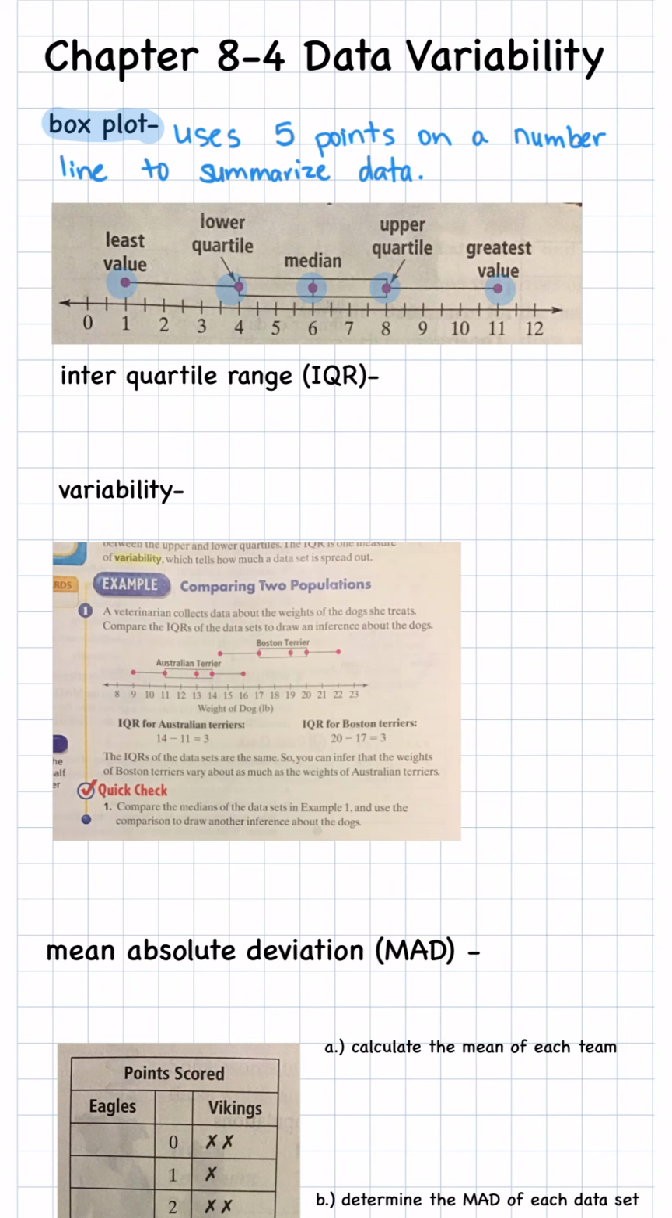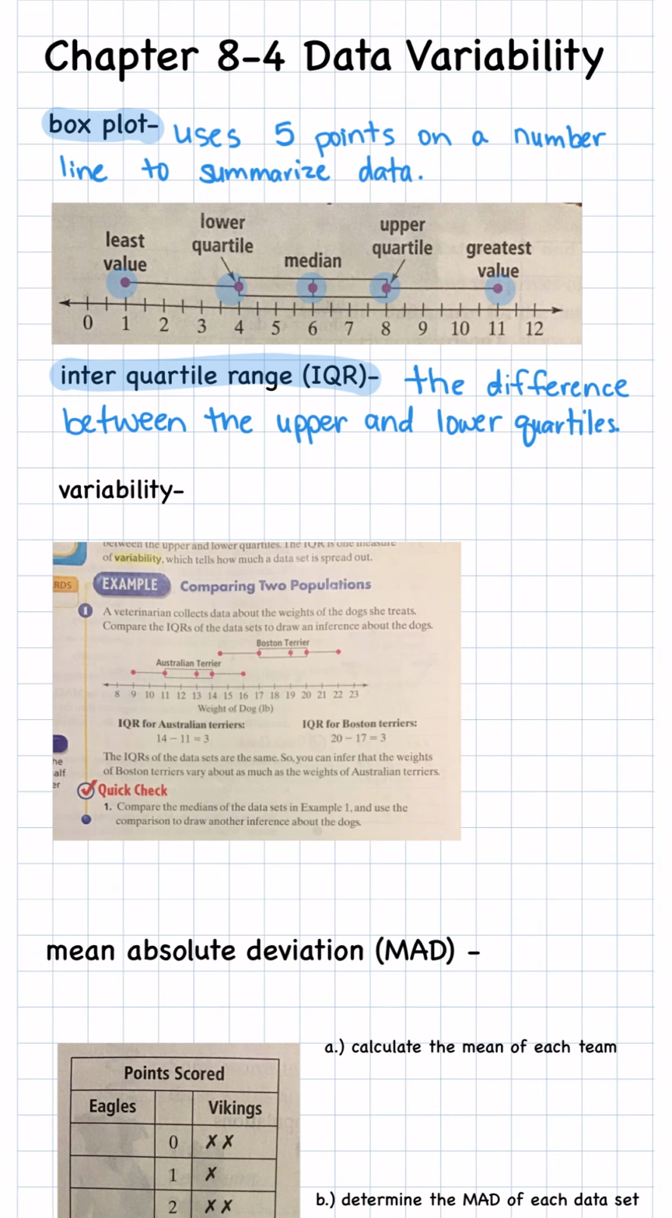So the interquartile range, or IQR, of a data set is the difference between the upper and lower quartiles. So if you look at this one, the upper is 8, subtract 4 equals 4. So the IQR is 4.